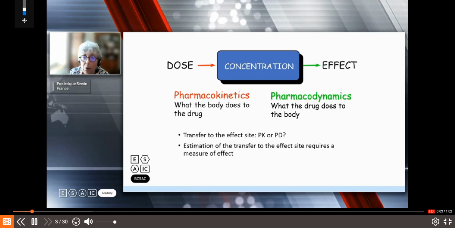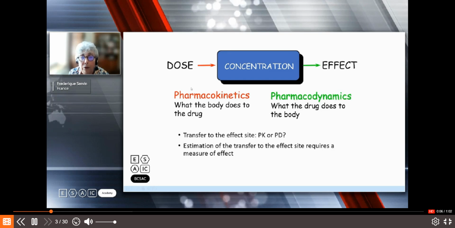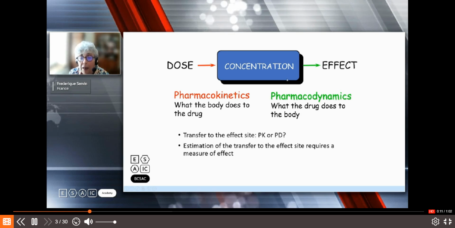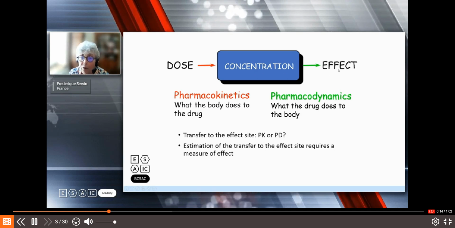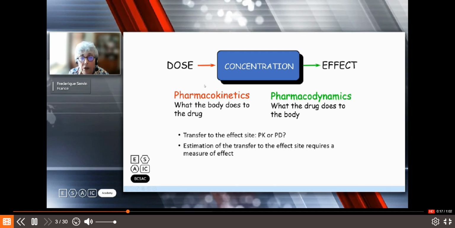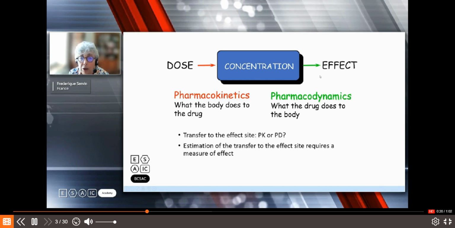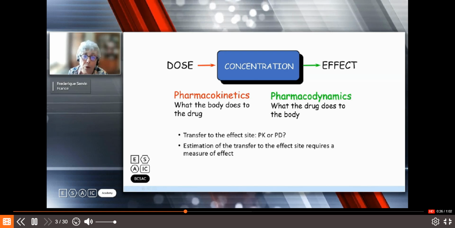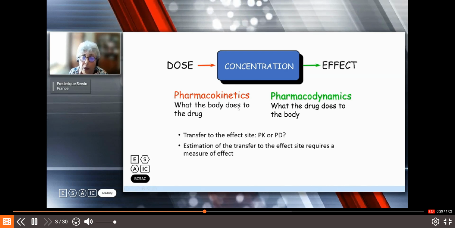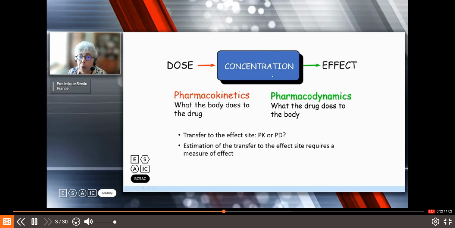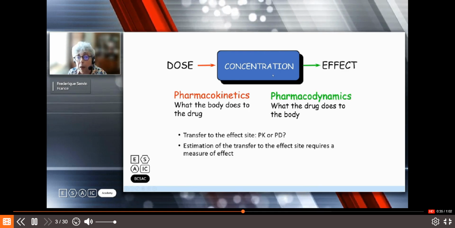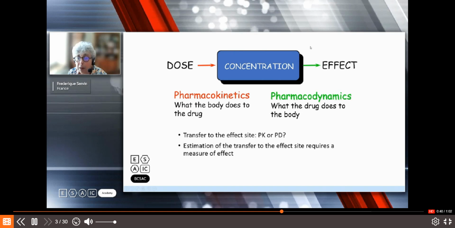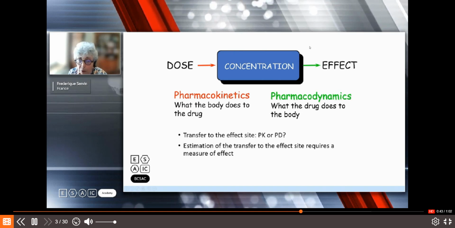When you give a dose, you expect to get an effect. But this will go through the creation of a certain concentration, and in anesthesia, the effect is proportional to concentration. So this dose-effect relationship can be separated into two parts. The first one is pharmacokinetics, from dose to concentration. It is what the body does to the drug. The second step, which we shall see later, is the relationship between concentration and effect, and this is called pharmacodynamics. It's what the drug does to the body.